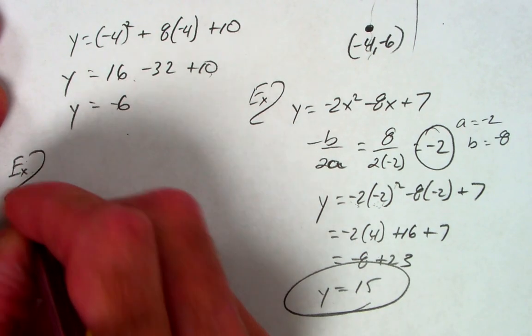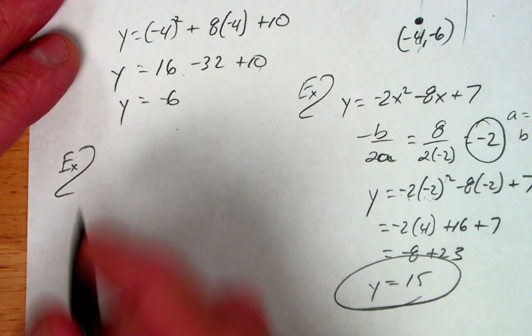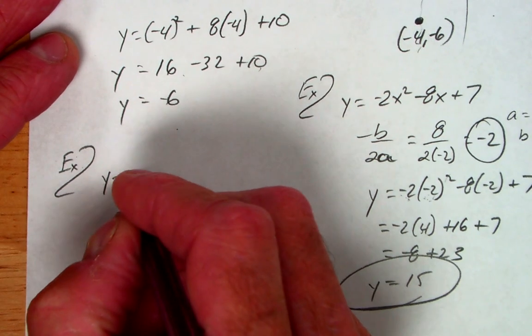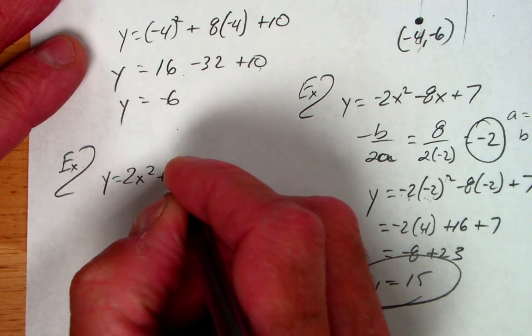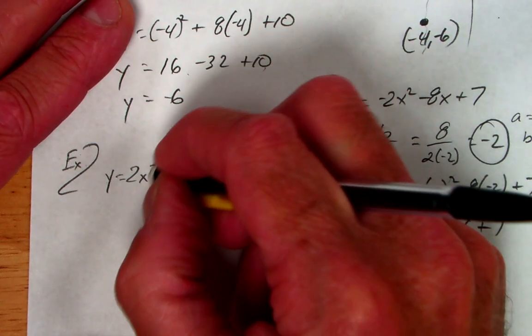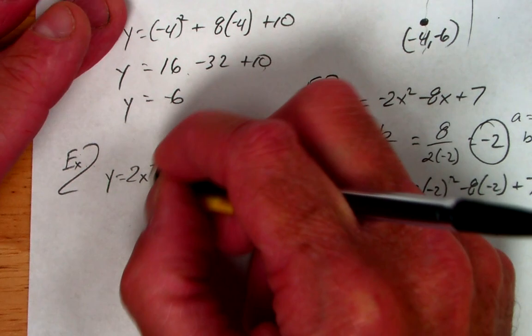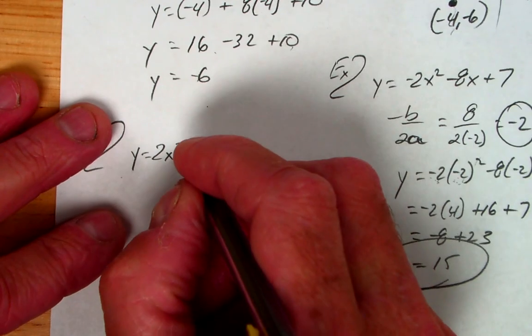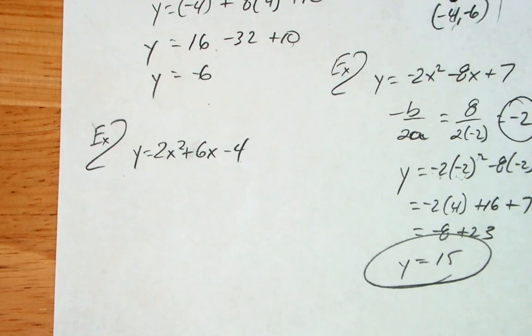One more before we go into a different skill. This one might have a little deal in it to see how you handle something different. 2x squared plus 6x minus 4. Go for it. Do the whole thing. Feel free to get your calculators out on this one, folks. You're probably going to need it.